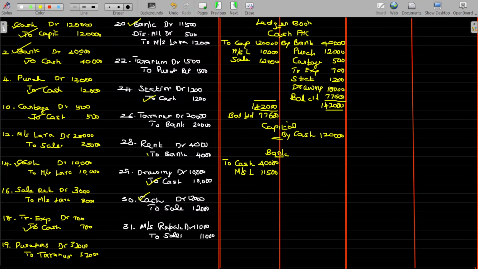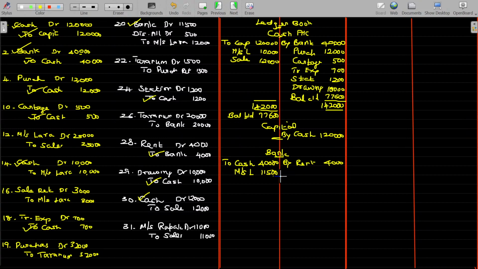And on 28th, rent is in the credit side. So there, bank is in the credit side. So I have to write by rent in the bank account. So by rent in the credit side, the value being 4,000. So we have completed all.